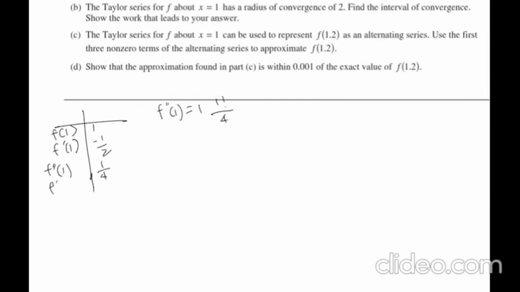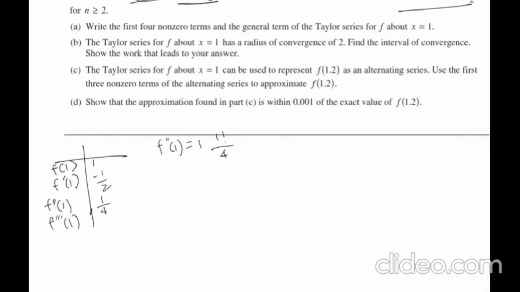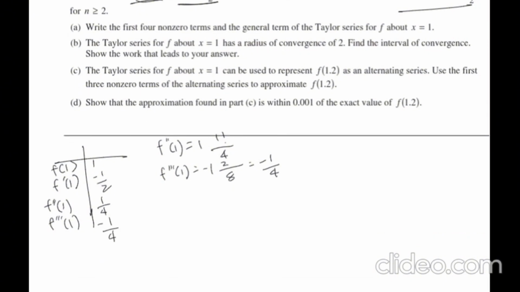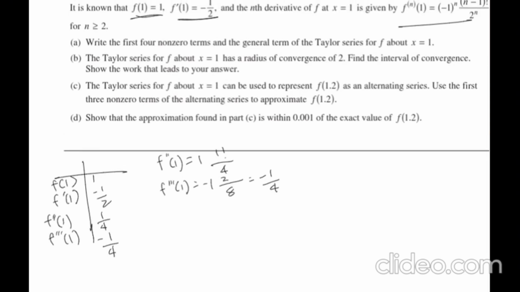And then for f triple prime of 1, if I plug that into this equation again, it'll be negative 1 times 2 over 8, which equals negative 1 over 4. So these are our first four coefficients, and using that, we know the formula for the Taylor series is this right here. It's f to the n of c times x minus c to the n over n factorial.